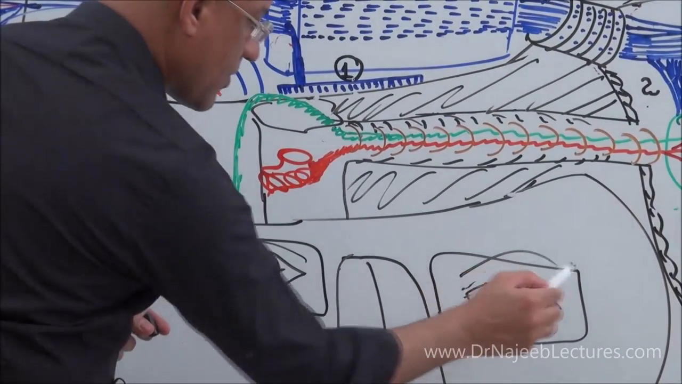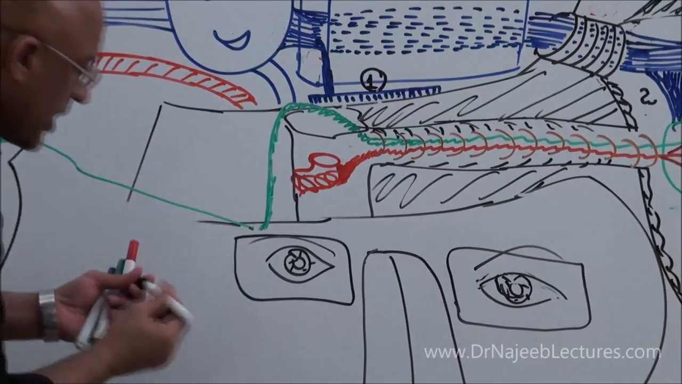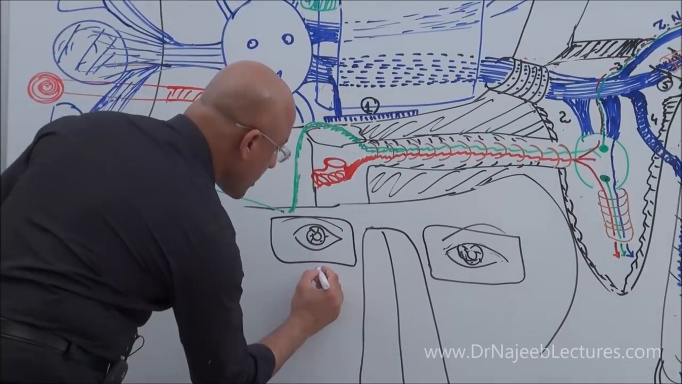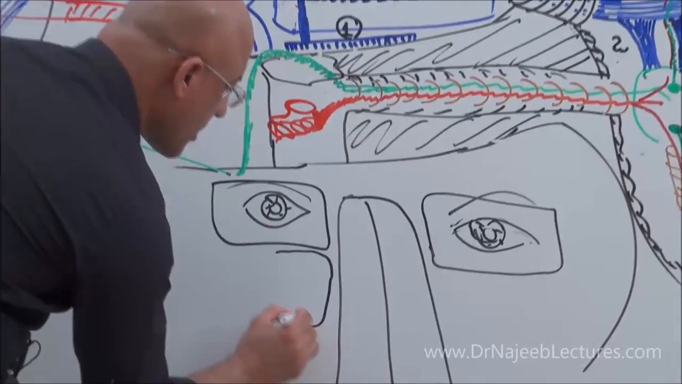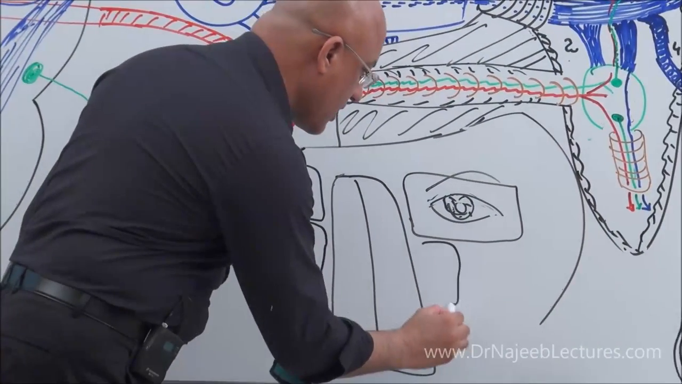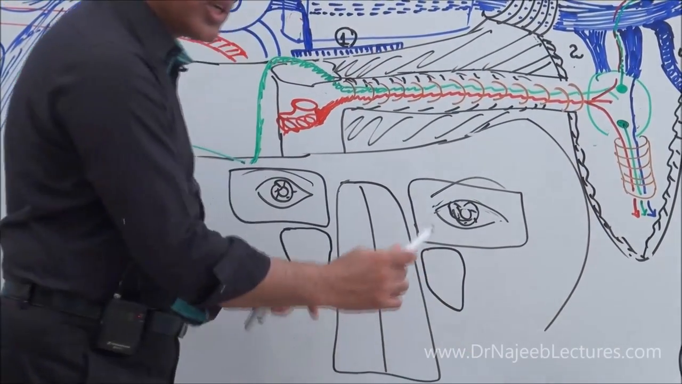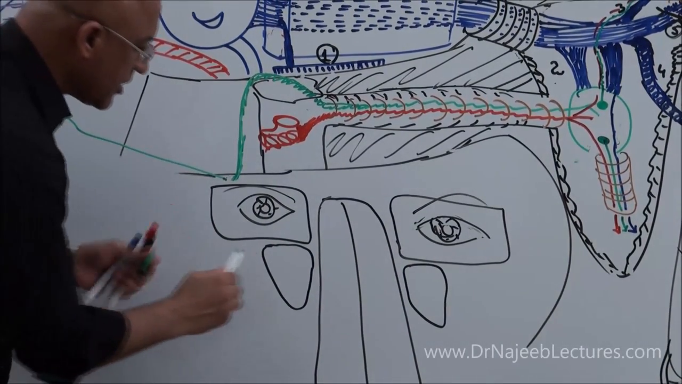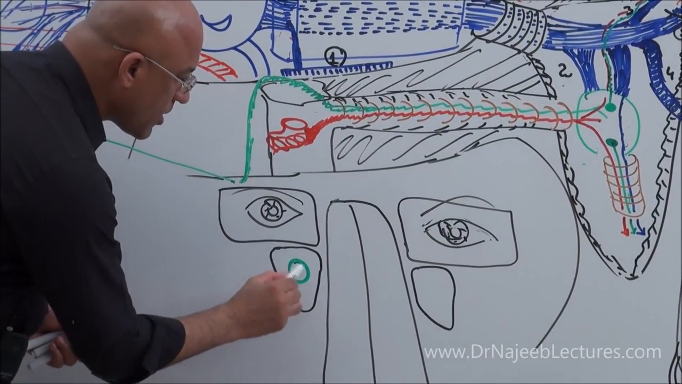What is this? Okay, now here is, I'm making it out of proportion larger. What is this? Fossa. Right, it is out of proportion. I made it larger, it's smaller. Right, here is your ganglion.